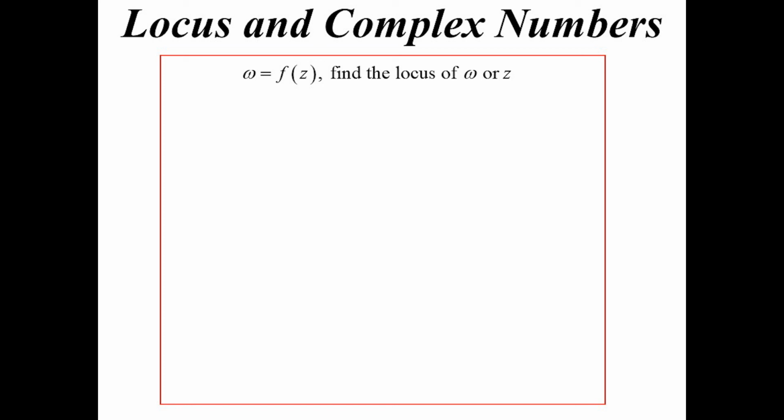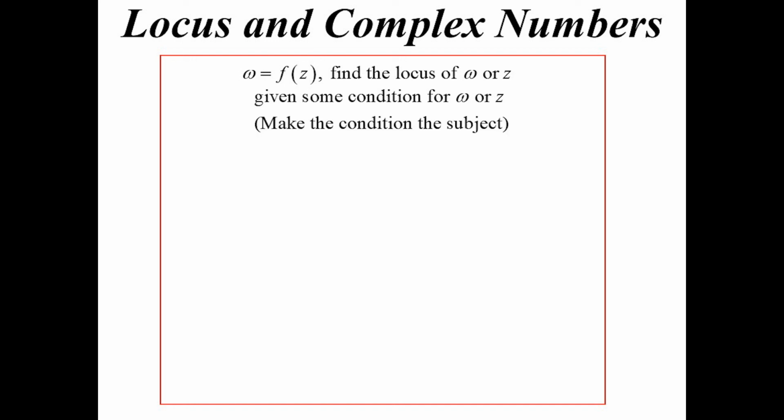We tend to have one graph for the input, and that's just in 2 dimensions, and one graph for the output. And that'll be in 2 dimensions. So the idea is we'll have some condition for omega or z. So we'll be substituting all the numbers in that satisfy some condition. And that would be our input graph. And the way we try and find out what it is, whatever that condition is, usually we just make that the subject and it'll sort the problem out.